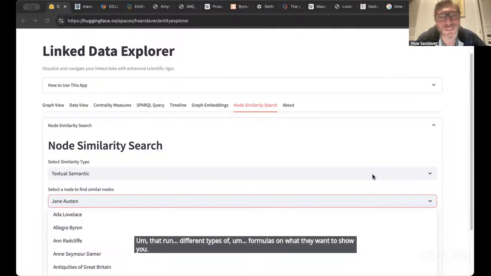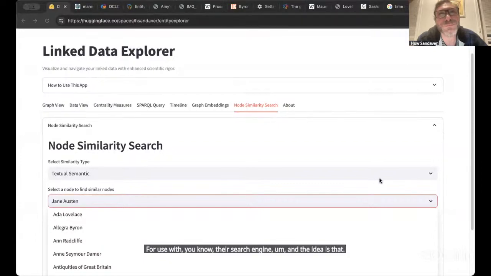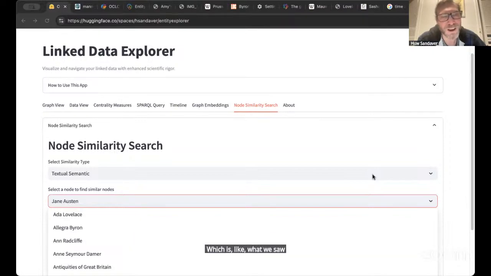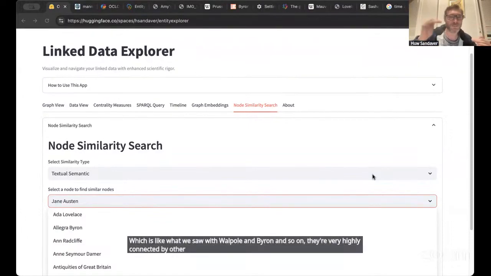The interesting one is, I think, eigenvector is what Google adapted for use with their search engine. And the idea is that the coolness is connected by the number of links that go back to you, which is like what we saw with Walpole and Byron and so on. They're very highly connected by other people, which rises them up. That's how the eigenvector works.